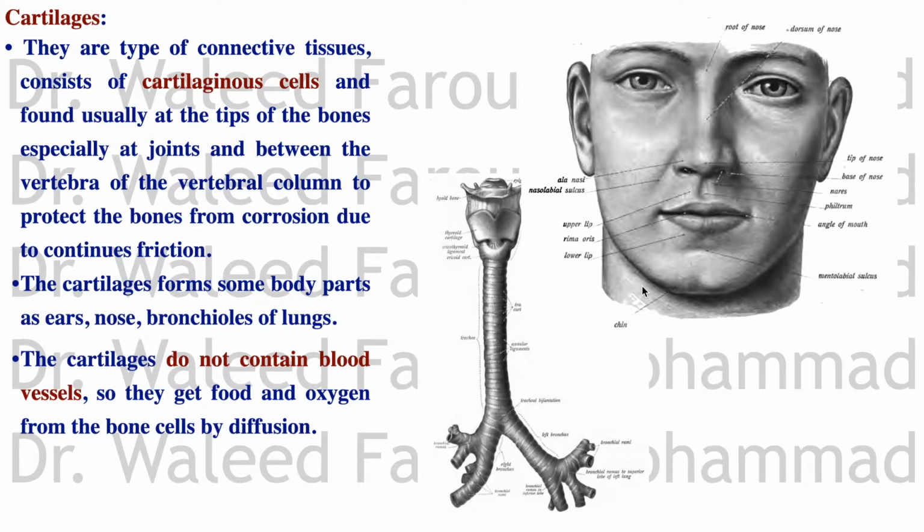في معلومة مهمة عن الكارتلج، وهي أن الكارتلجز do not contain blood vessels. طيب بيجيبوا التغذية بتاعتهم ازاي؟ By diffusion from the nearby bone cells. So the cartilages do not contain blood vessels. They get the food and oxygen from the bone cells by diffusion. افتكروا المعلومة دي ان ال cartilages do not have blood vessels.